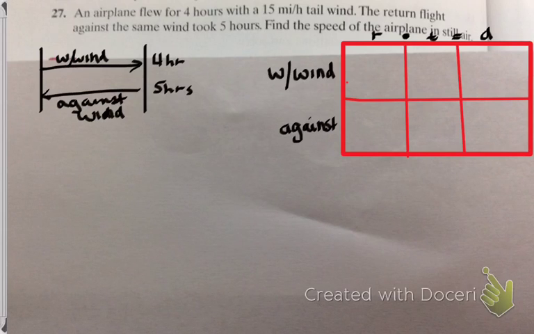So now let's look at it for the airplane. Okay, first let's do, what is our time? Because that we know. Shailene, what's our time? With wind, your time is 4 hours. Okay. And against wind, your time is 5 hours. Now, what else do we know without even having to think based on my diagram? My diagram right here.